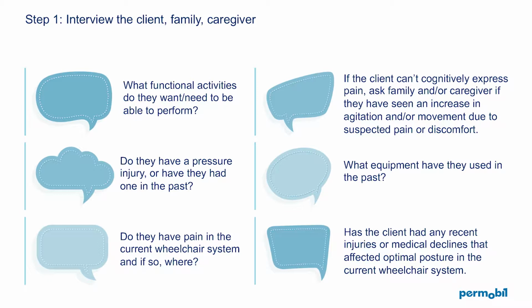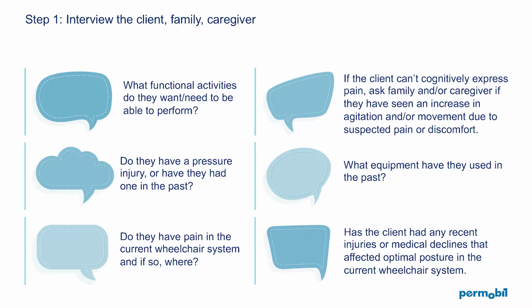So the next question is, do they have pain in the current wheelchair system? And if so, where is that pain? Is it along the spinous process? Is it underneath the ischial tuberosities? And this is really going to point you in the direction of hot spots that are areas that are a high risk for a pressure injury. Especially, it's going to point you into the area of where there might be the development of a deep tissue injury, where usually the only sign is pain.